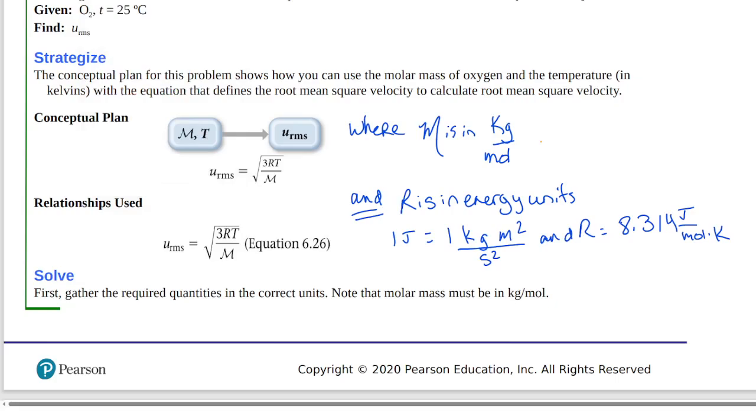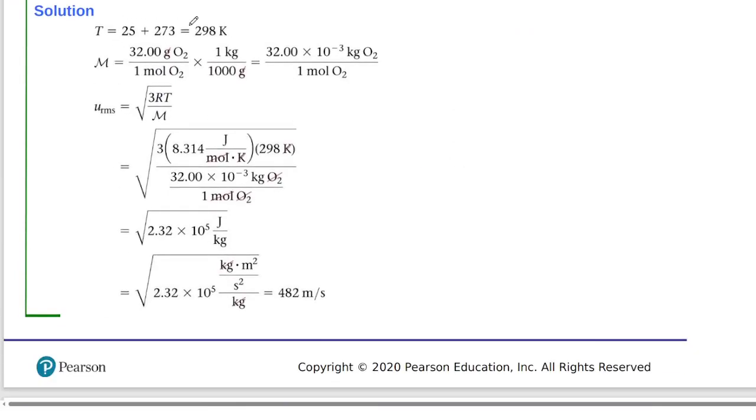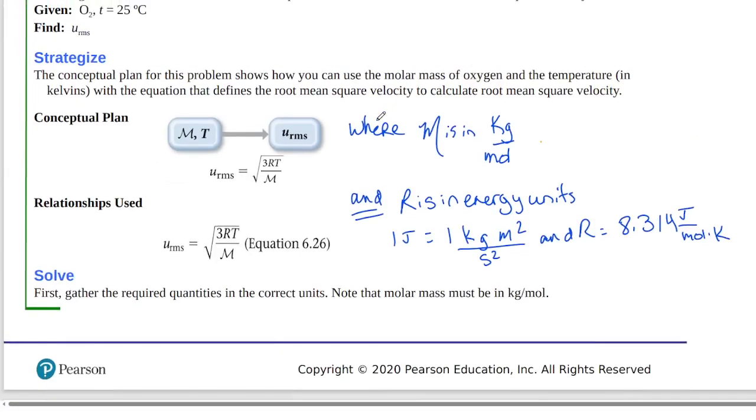All right, and we're going to be using R in energy units. And the R in energy units, it's the same number, but it's just been converted to different units, is 8.314 joules per mole Kelvin. And 1 joule is 1 kilogram meter square per second square. Now, we have to convert our temperature to Kelvin, so our units will be consistent. And we need to convert our molar mass to kilograms per mole.